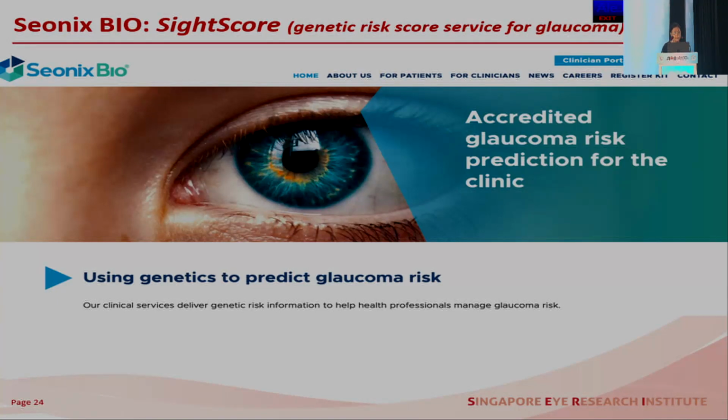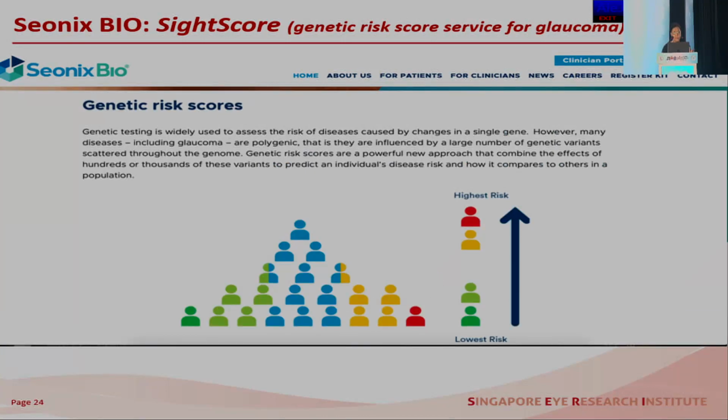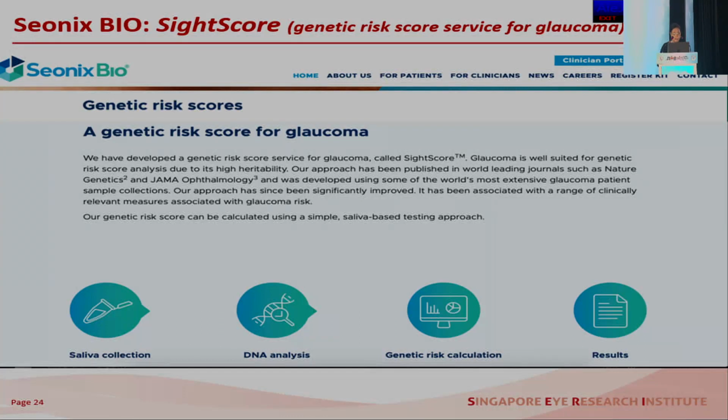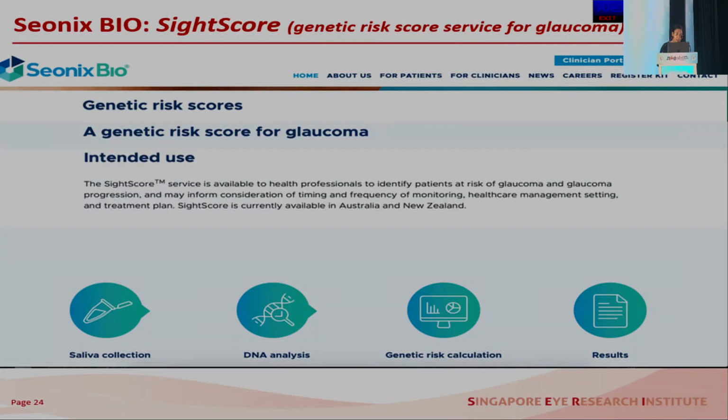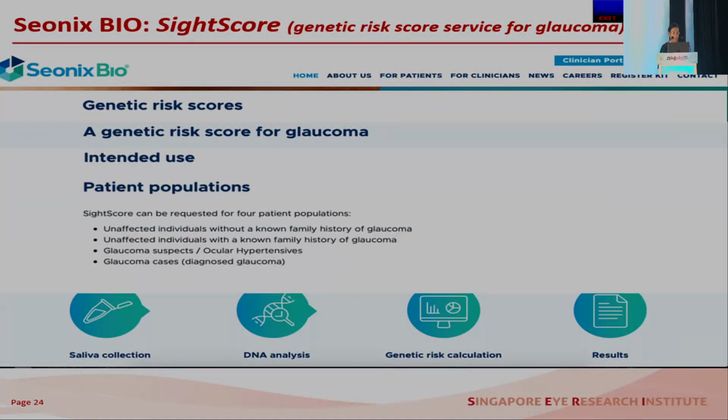This is a company that provides a service for generating a polygenic risk score, which is called the SITE score. Currently, it is available to healthcare professionals only in Australia and New Zealand. The population for which it can be requested are unaffected individuals with or without family history of glaucoma, glaucoma suspects or ocular hypertensives, as well as confirmed cases of glaucoma.